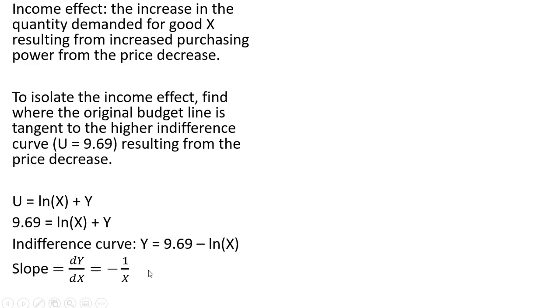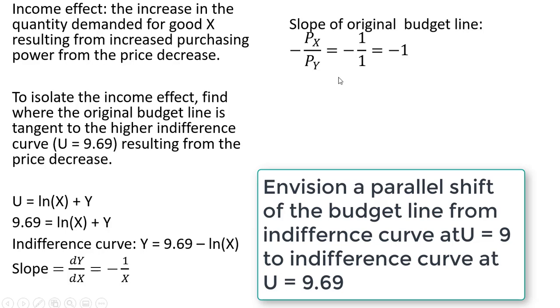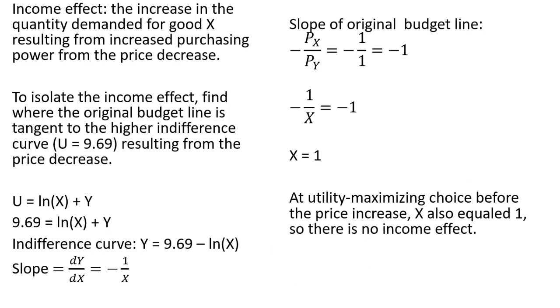Getting the slope of that and setting that equal to the slope of the original budget line, where the price of good X was $1. Solving for X, X equals 1. So the income effect is 0. At the utility maximizing choice before the price decrease, X also equaled 1, so there is no income effect. Okay, I will stop here.